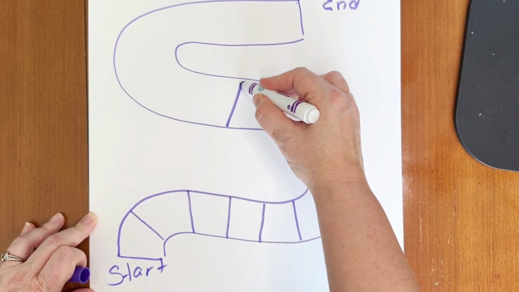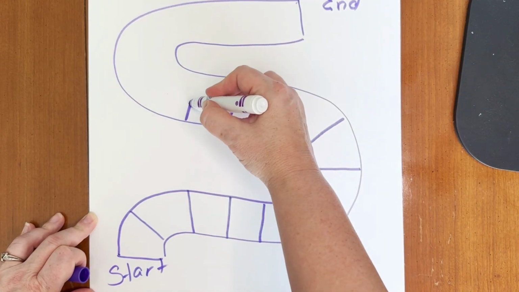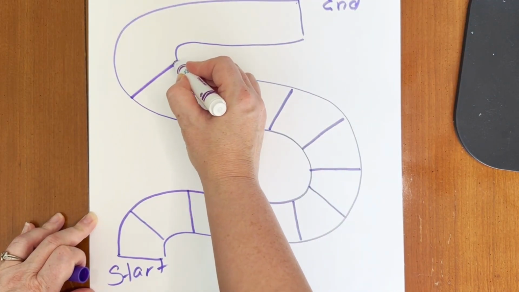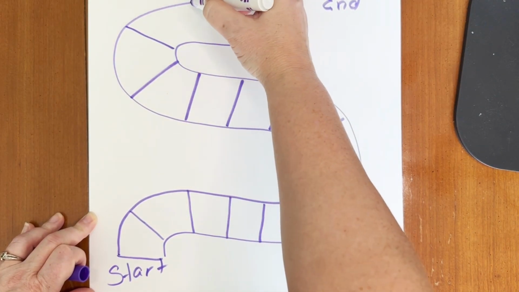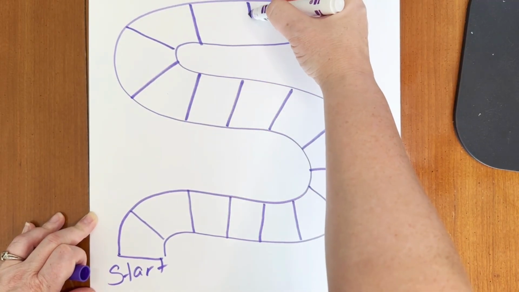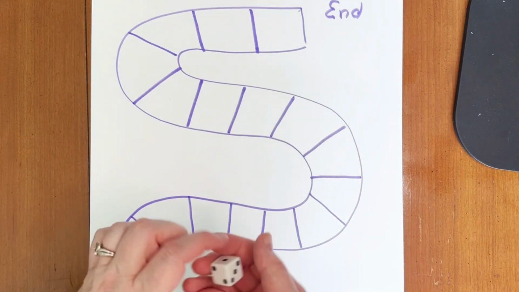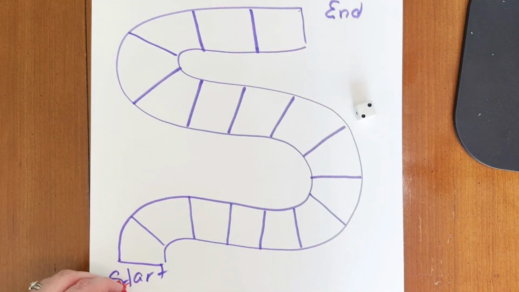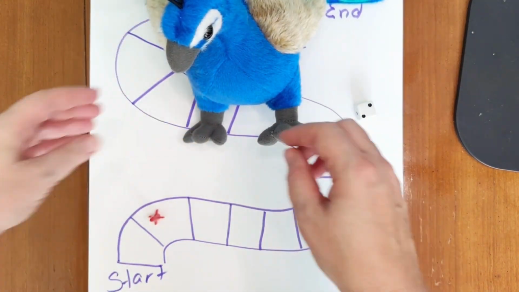You don't have to be able to draw really good to do this. You're just making lines. And they don't even have to be perfect and even. Mine aren't perfect and even. There's my board game, right? I can roll my dice and I can move. All right. Your turn, Patrick.